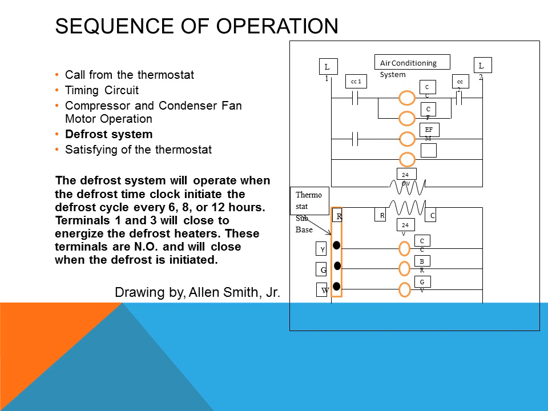The defrost system will operate when the defrost time clock initiates the defrost cycle every 6, 8, or 12 hours. It is determined by how the technician set up the equipment from the beginning. So the time of the defrost is adjustable. Terminals 1 and 3 will close to energize the defrost heaters. These terminals are normally open and will close when the defrost is initiated.